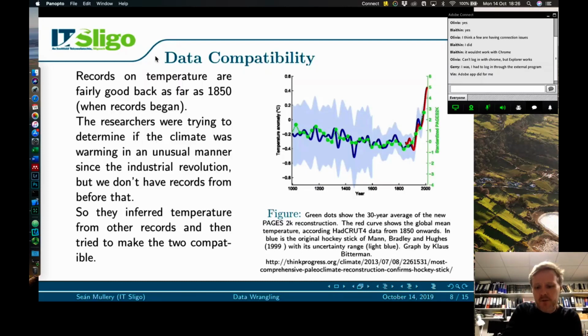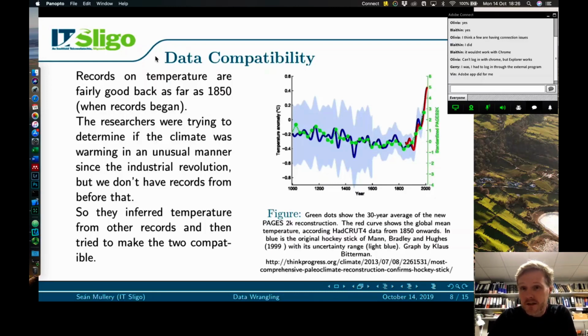And that's the section that we can see here in red. So this section here that we can see in red, that's the section that they had data from. The problem is that they were really trying to determine whether the climate was warming in an unusual manner since the Industrial Revolution. And of course, the Industrial Revolution more or less started just a little bit before, around about the time that records began. And you can see the problem there. If we don't have records going back before that, how are we going to deal with this issue?